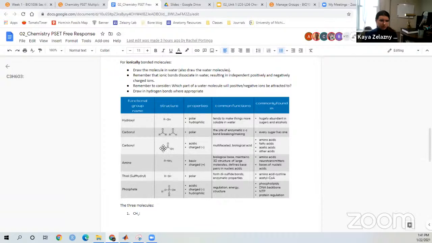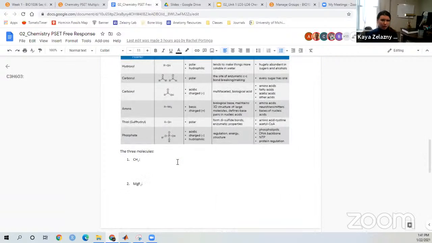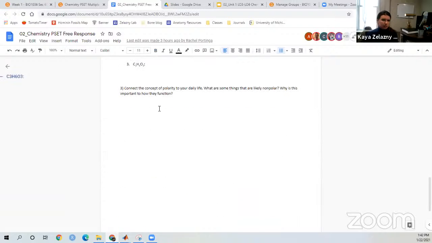After you draw your molecule, check through this table and see if you see any of these functional groups. When you draw an ionically bonded molecule, you're going to want to draw how the resulting ions interact with the water. So check back in the slides to that image of the sodium chloride in water and draw in those hydrogens and oxygens and how they're orienting relative to our ionic compound. Okay. Here are the 3 molecules that we're asking you to draw. And then here's another short discussion question you'll answer.